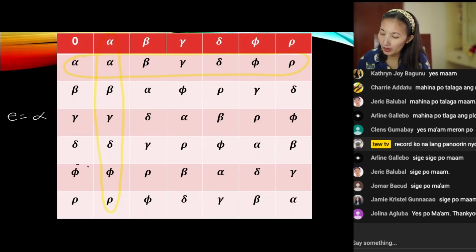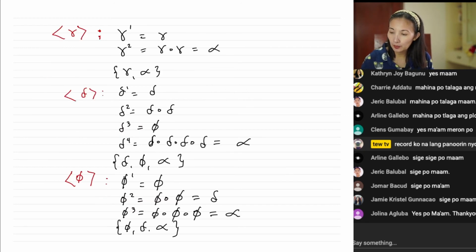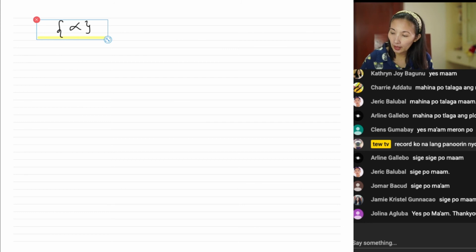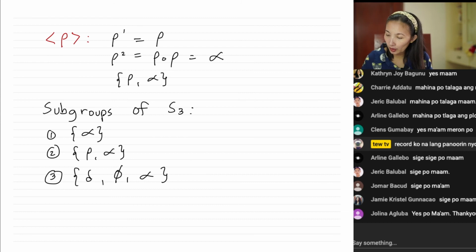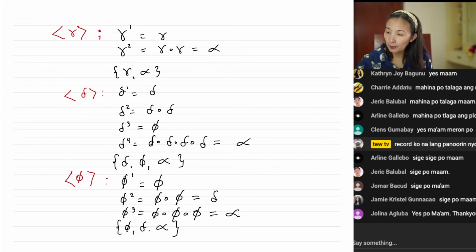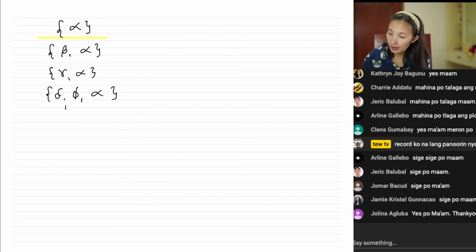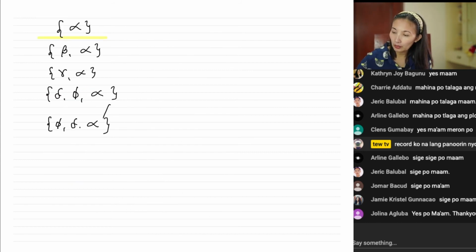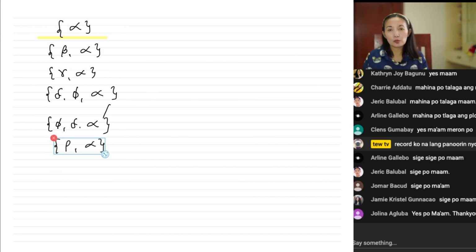Delta circle phi is, so let's copy all the sets that we have generated. The set consisting of the identity element, let's put it here. Next, the set consisting of these elements. Next, the one generated by gamma. Next, the set generated by delta. Next, the set generated by phi. And the last one, the set generated by rho. Let's see which among these satisfy the two conditions.